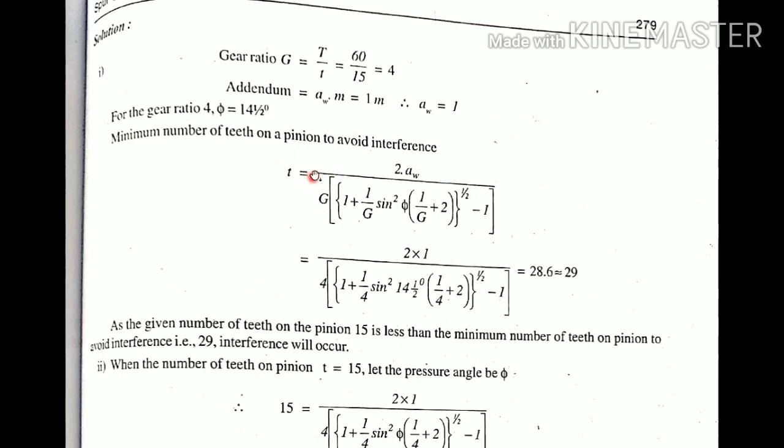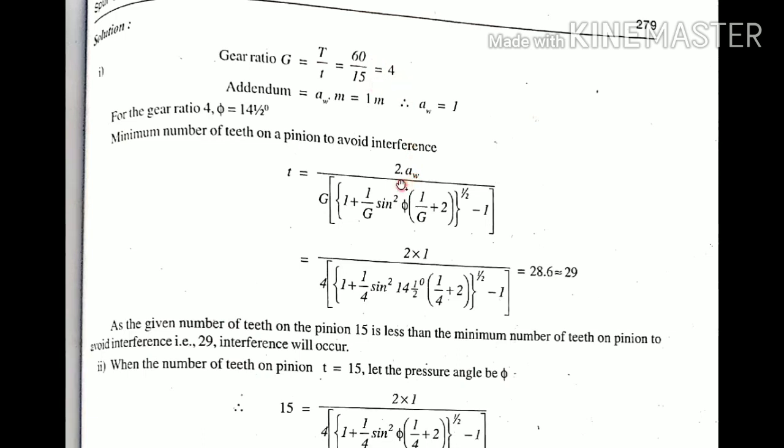Then the equation is small t is equal to 2 aw by [ (1 + 1/g) sin² phi ] ... Let me state it: t = 2aw / [ sqrt( 1 + (1/g)(1/g + 2) sin² phi ) - 1 ]. Here aw is a constant. If aw is not given, take the addendum constant as 1. Then we need to find g also. G means the gear ratio or teeth ratio, that is capital T divided by small t, 60 divided by 15, that is equal to 4.